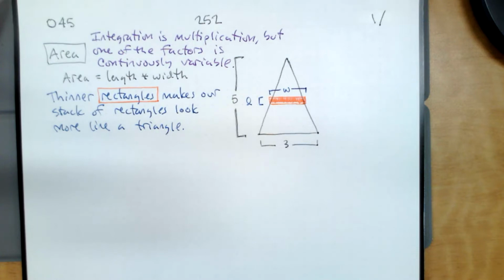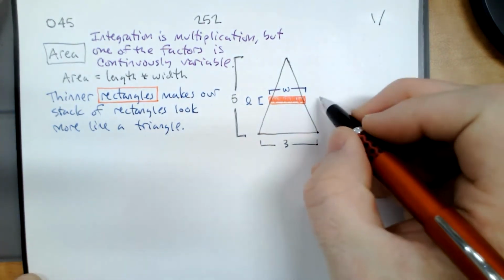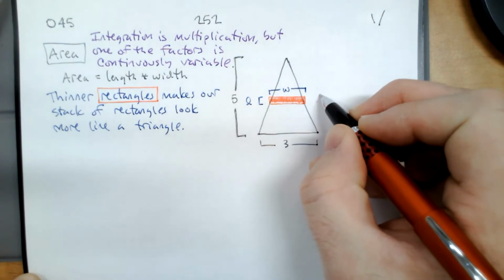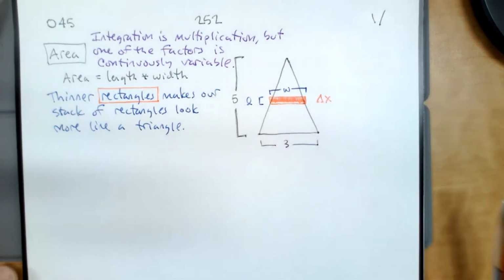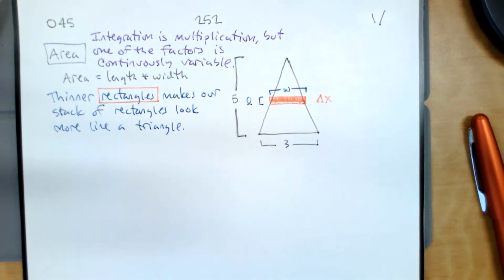So we have to start naming things. Notice that we said thinner rectangles will make the stack of rectangles look more like a triangle. So I want that length that I labeled L to be thinner. That's how we increase the resolution. Whatever dimension we're going to make thinner, we're going to label with the delta variable. So this is going to be delta x. Delta x is going to be the thickness of that rectangle.